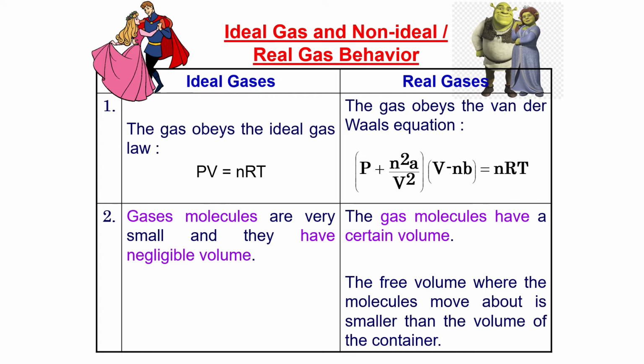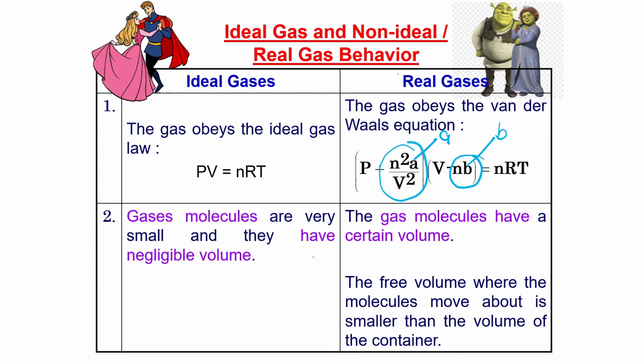Meaning that for P and V, we include the correction factor. This is the correction factor for pressure, and this is the correction factor for volume. Kita include b dan juga a in the calculation. The second one, the gas molecules are very small and they have a negligible volume. Yang asal tadilah yang awal kita beritahu, molekul gas sangat kecil dan boleh diabaikan.